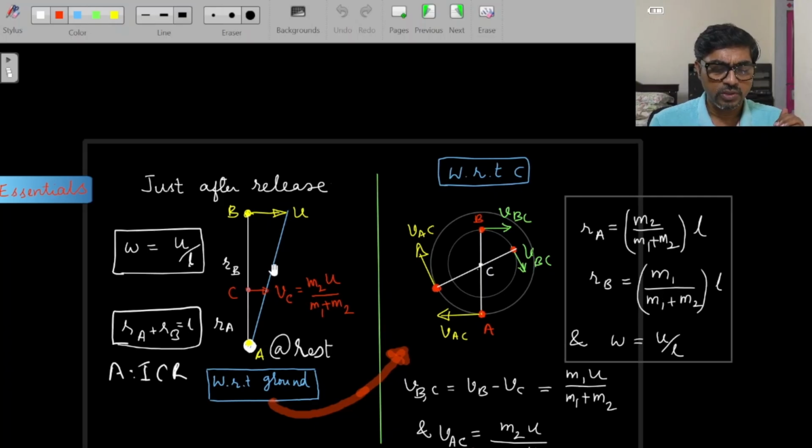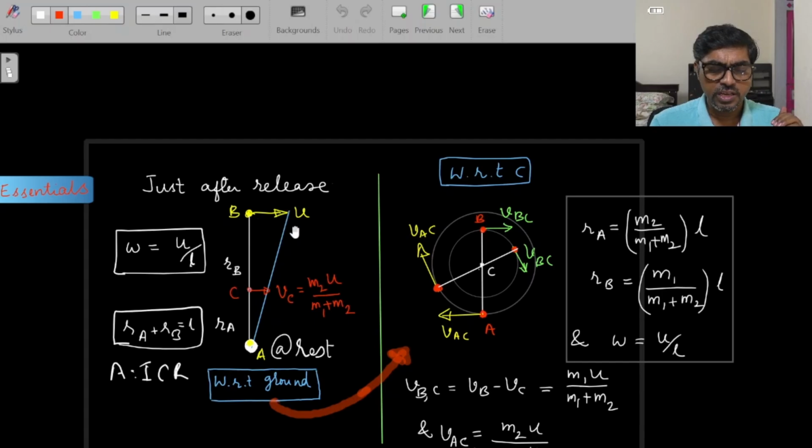This blue line you see is going to be the velocity profile. In a rigid body, velocity varies linearly from B to the instantaneous center of rotation. At A, velocity is 0. So velocity will keep on decreasing. Okay, that's a basic idea. This is what we are observing just after release, and that too with respect to the ground frame.